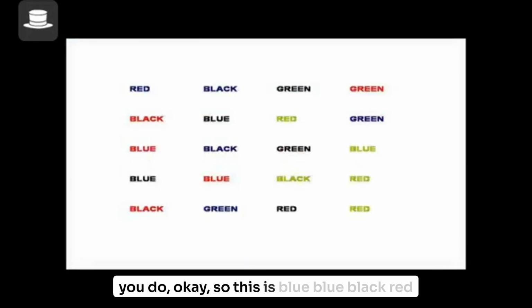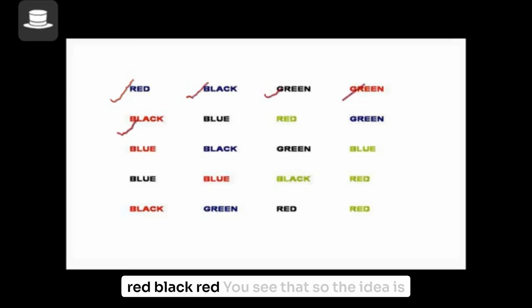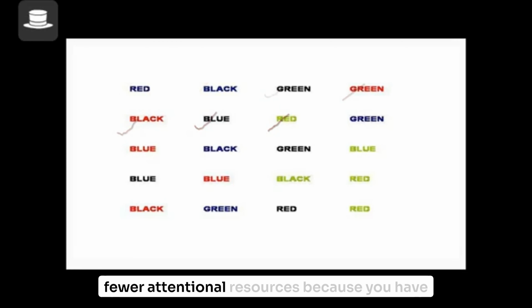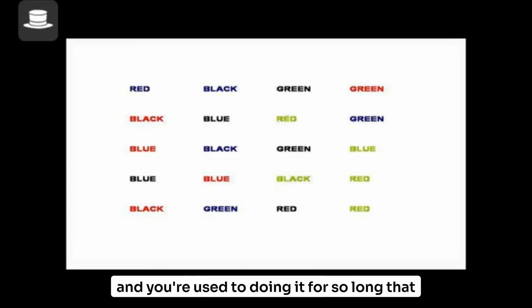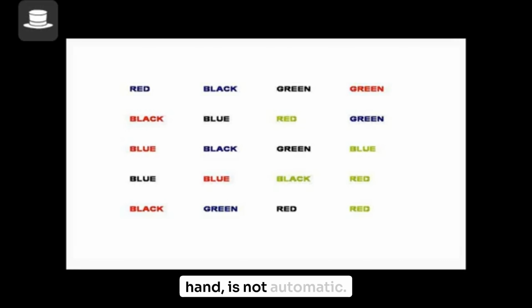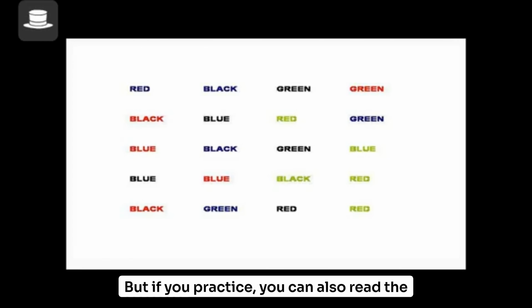Okay, so this is blue, black, red, black, red. Oh, you see that? So the idea is that reading a word requires fewer attentional resources because you've done it so often and you're used to doing it for so long that it becomes automatic. Reading the color of the word, on the other hand, is not automatic. We haven't done that. But if you practice, you can also read the colors as quickly as you read the words, but it needs a lot of practice.